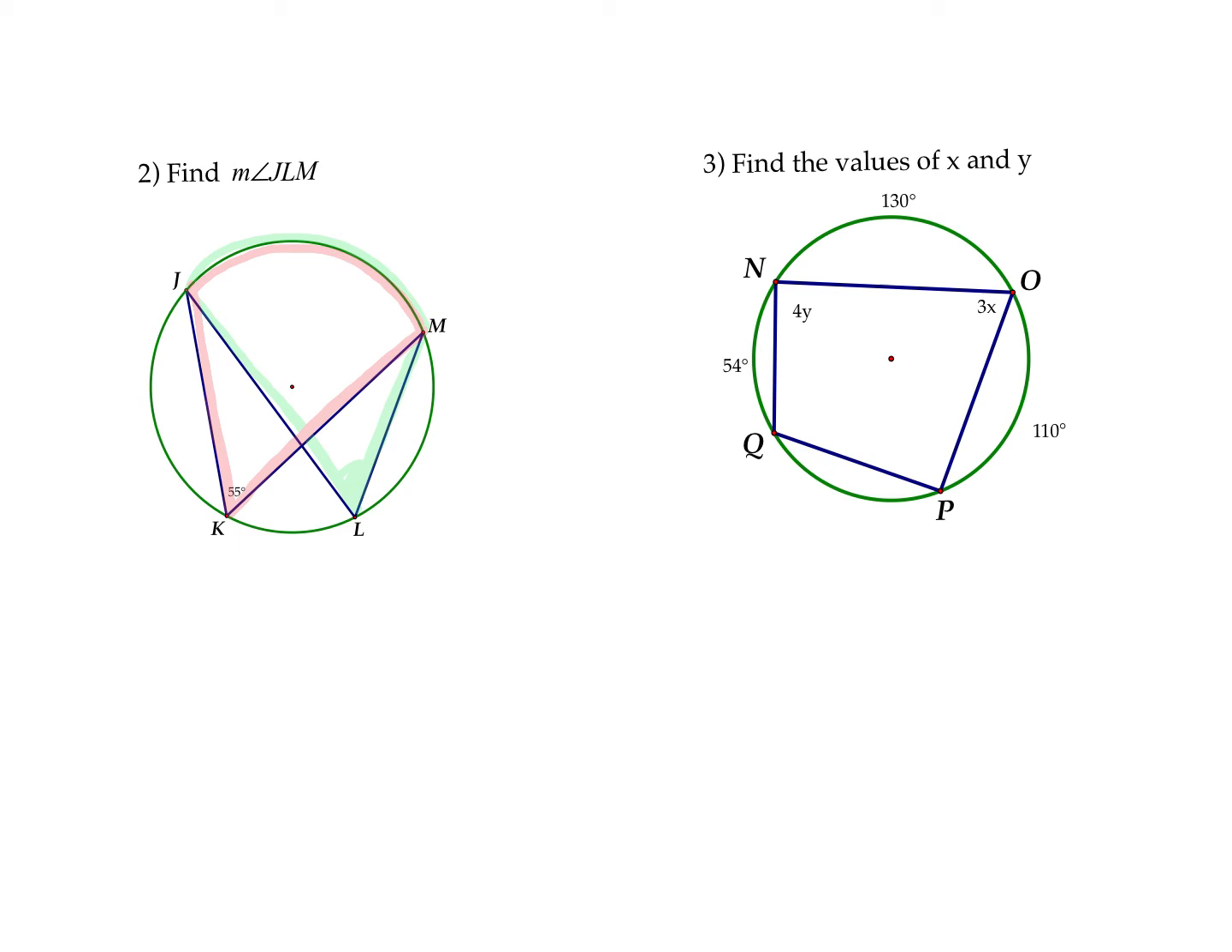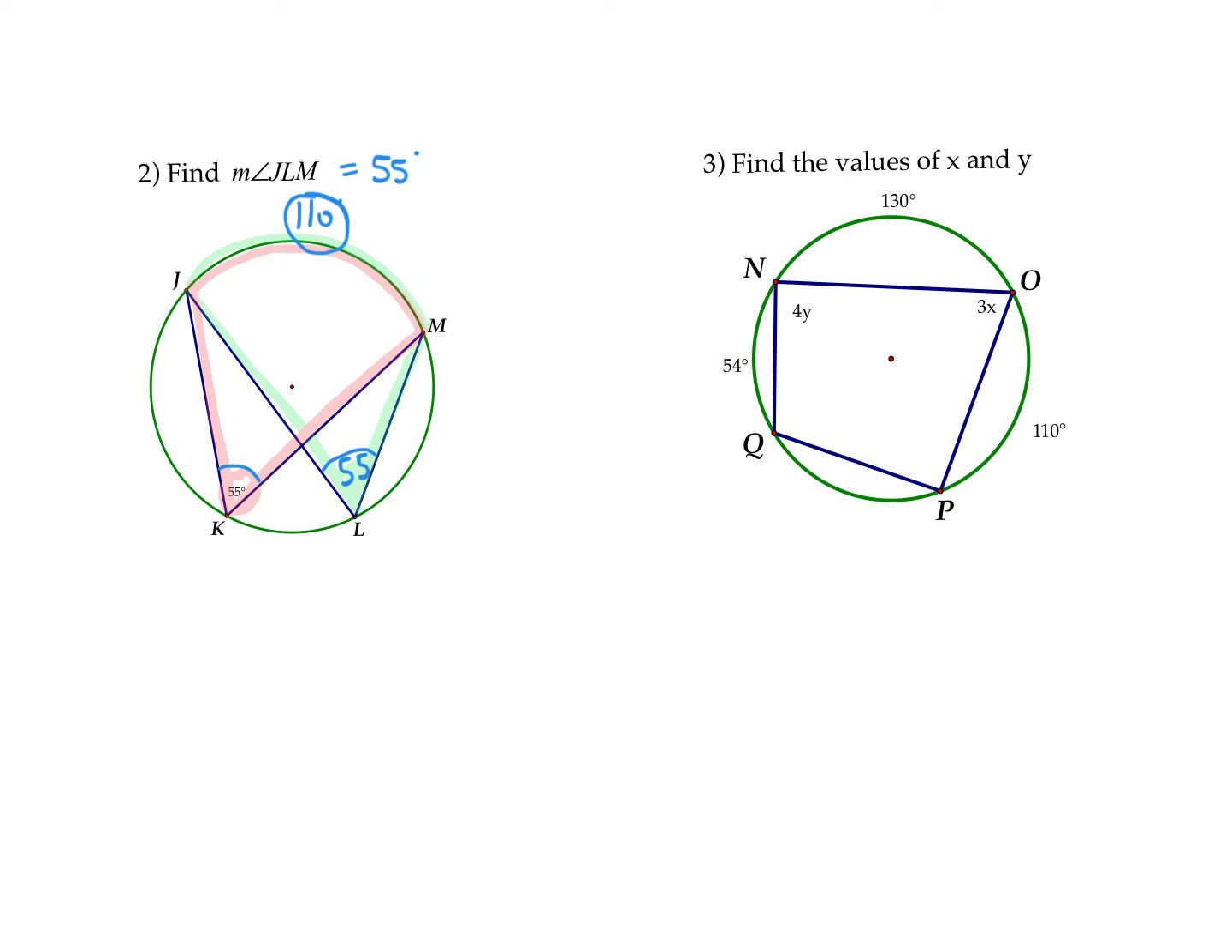Now you could take this angle measure 55 and double it to find the arc of 110, and then take half of that to find angle L. But it's much quicker to use our theorem, which says if two inscribed angles intercept the same arc, then they have to be congruent to each other. So the measure of angle JLM is 55 degrees. So you don't necessarily have to find the measure of the arc as an intermediate step, but it's okay if you want to.